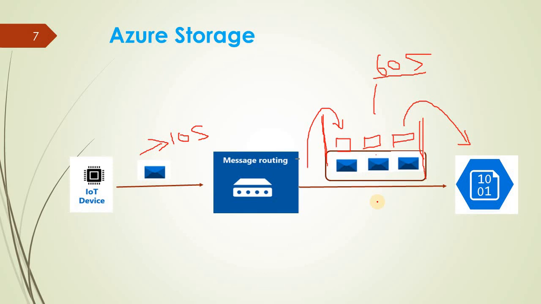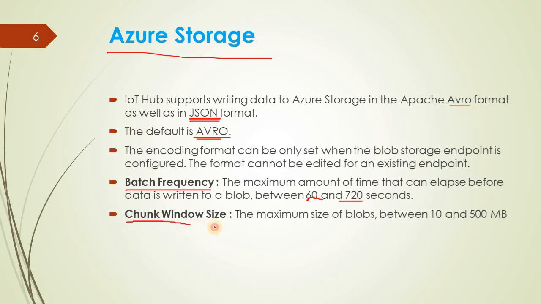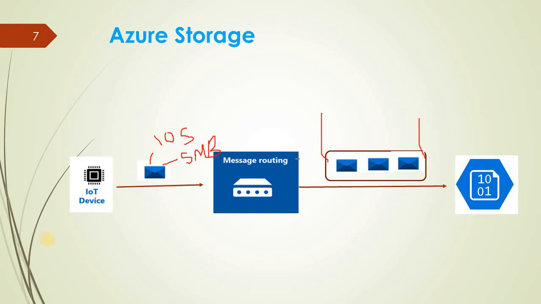Okay, so this is about batch frequency. Next, another concept: chunk window size. So what is chunk window size? It is the maximum size of the blob, between 10 and 500 MB. Now suppose this IoT device is sending one message every 10 seconds, and the size of one message is 5 MB. The chunk window size is the maximum capacity that this bucket can store. Suppose we have set it as 20 MB. Minimum can be 10 MB and maximum 500 MB. So this bucket can hold a maximum of 20 MB of data.